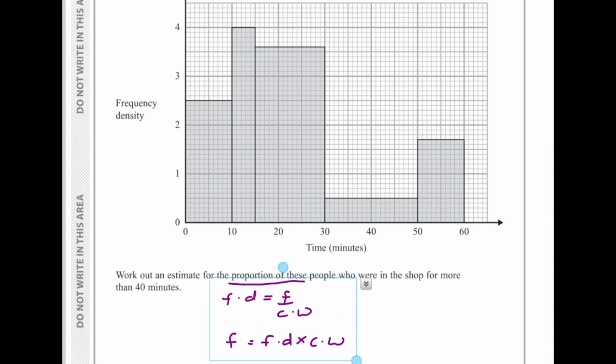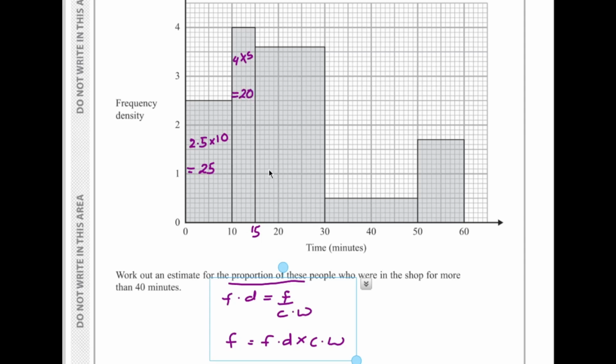In this case, the frequency density here is 2.5. So 2.5 multiplied by the class width, 10 minus 0, 10. The frequency for the first group is 25. There are 25 people between 0 and 10 minutes. Let's get the frequency for this bar. Frequency density, which is 4, times class width, here 15 minus 10, which is 5. So the frequency for this period is 20.